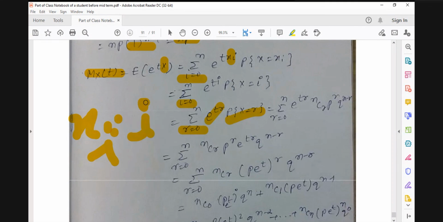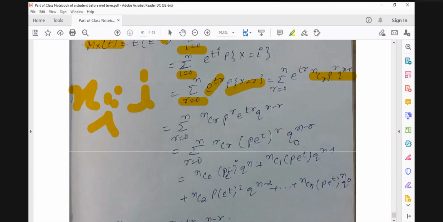like x1 is 0, x2 is 1, x3 is 2, x4 is 3 and xn is n. So we can write it in terms of r also, and then we write the formula that the probability that x equals r, by definition, is nCr p raised to power r q raised to power n minus r. Then you can adjust this e raised to power tr with this p raised to power r, and then you have (e raised to power t into p) whole raised to power r, and q raised to power n minus r, nCr.